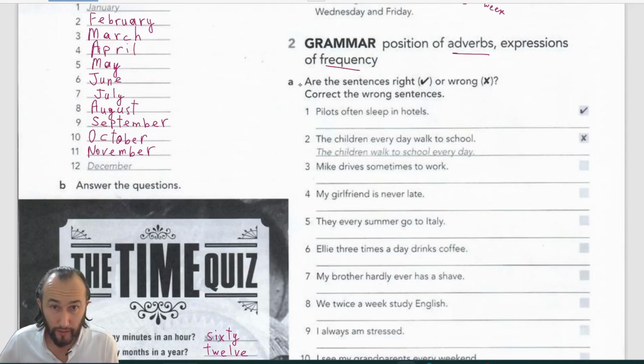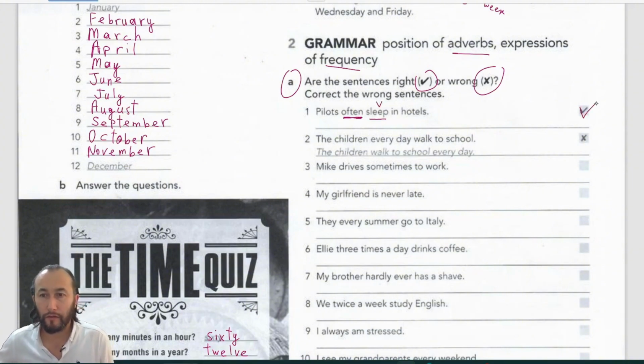Are the sentences right, which is tick, or wrong, which is cross? And correct the wrong sentences. Number one, pilots often sleep. Often is an adverb of frequency, and it's coming before the verb. So that's perfect. Everything is good. Number two, the children every day walk to school. That's a problem because every day is an expression of frequency, so it has to come at the end of the sentence. That's why we're crossing it here. The correction: the children walk to school every day.